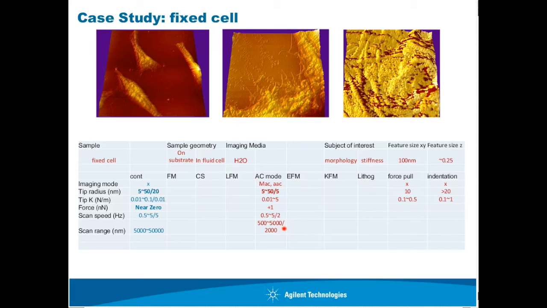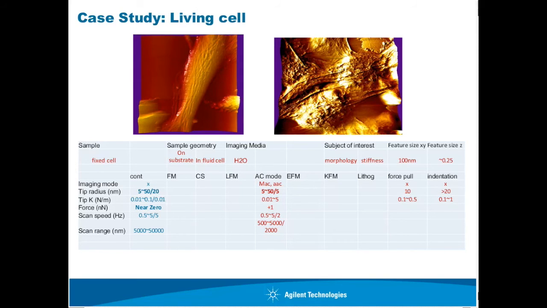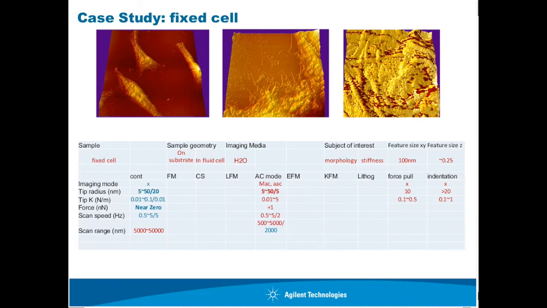Actually, we can do 50 microns. I should put another zero here, if your cell is very large. And 2 to 3 microns is ideal to resolve the little bit of details on the surface membrane of a fixed cell. So as you can see, for a fixed cell and a living cell I suggest different parameters and tips.